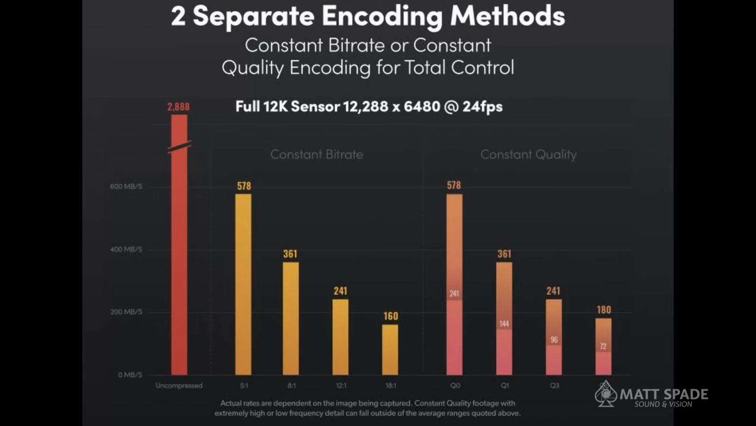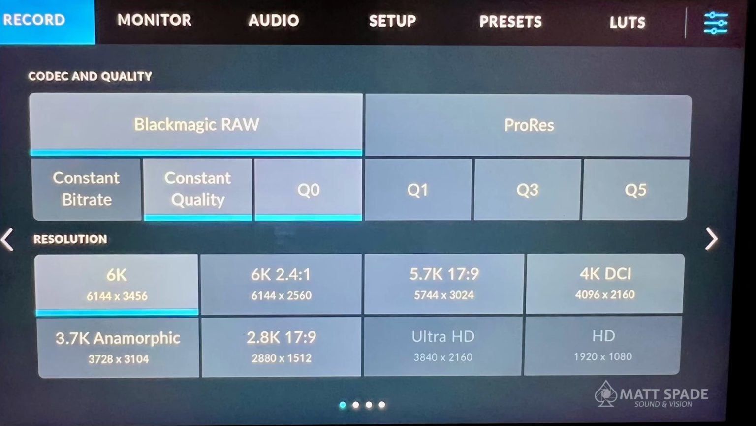Constant bitrate is going to always shoot at the level of compression that you tell it to. Right now I'm using 12:1. It's a static shot. The lights aren't changing, the elements aren't moving. Now for us old school folks who used to do video encoding, it was called variable bitrate. So it's now called constant quality, but it's the same concept.